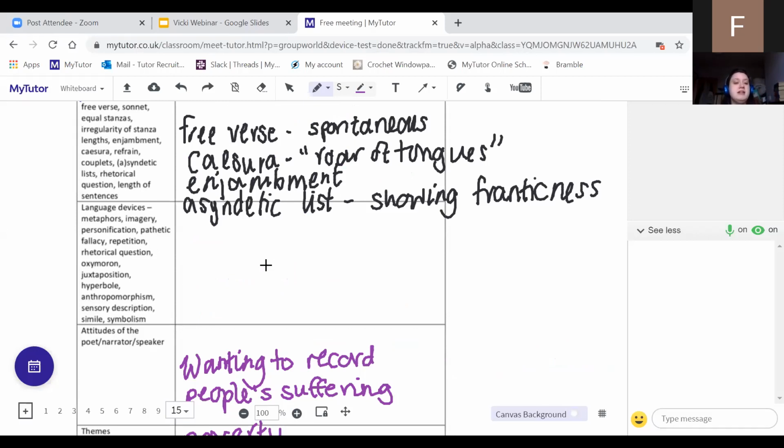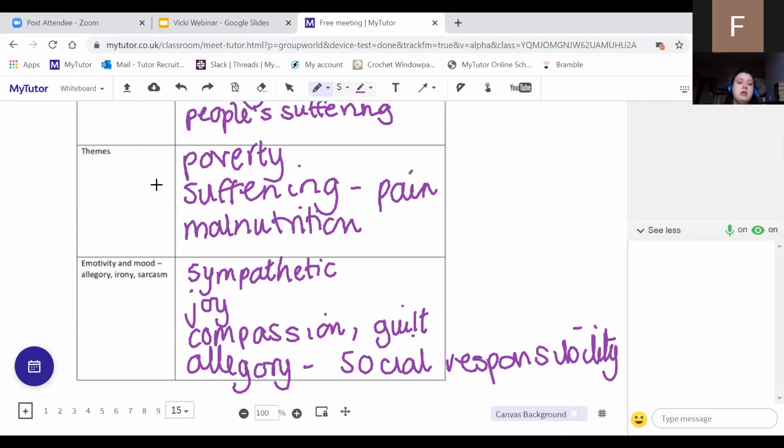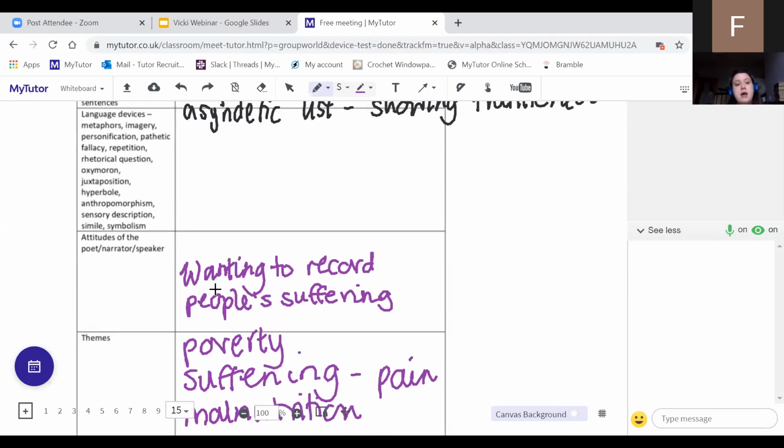What I would do is then take why those language devices and sounds are being used further by using the attitudes of the speaker. You could talk about how they relate to themes, or you could talk about the emotivity of the text, or the reader's feelings. You can combine one of those to support your analysis of the language devices.